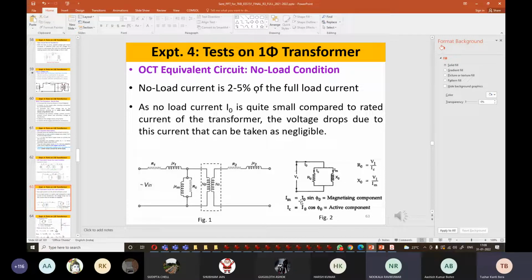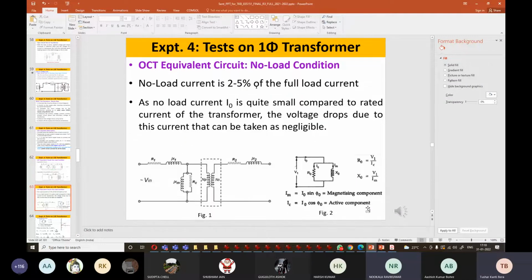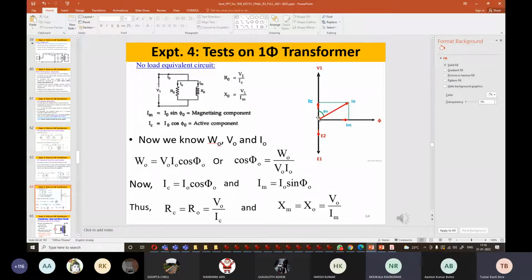So IM is equal to I0 sin phi 0, the magnetizing component. IC is equal to I0 cos phi 0, that is the active or core loss component. And this phasor diagram can be explained in this figure very nicely.